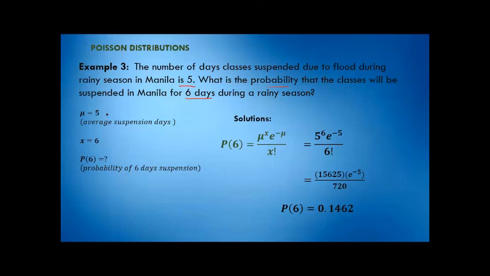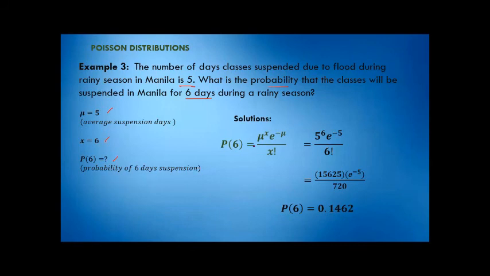So, average suspension day is mentioned as the number of days. Mu is equals to 5. That is also the average suspension days. Then, x is equals to 6 kasi we're looking for the probability of 6 days suspension. Kaya 6 yung value ng x. And then, ang ibig sabihin ng P of 6 is the probability of 6 days will be the suspension days.